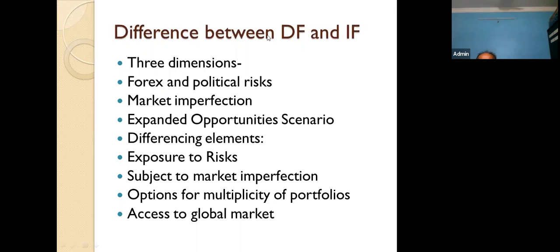What is the difference between DF and IF? DF stands for domestic finance and IF for international finance. If you are asked the difference between domestic finance and international finance, there are basically three dimensions: forex and political risk.